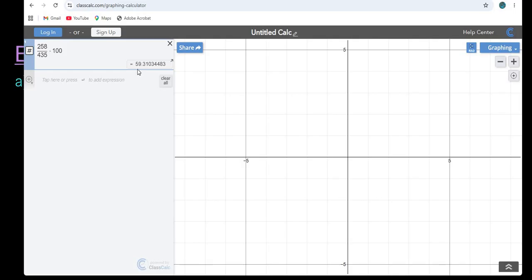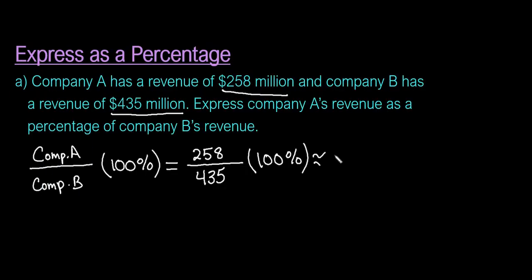If your homework platform tells you to round to the nearest 10th, you would round to the 3. If it says 100th, you would round to the 1. 1000th, you would round to the 0. I'm going to round to 2 decimal places and say that it's approximately 59.31. So we can say that company A's revenue is 59.31% of company B's revenue.